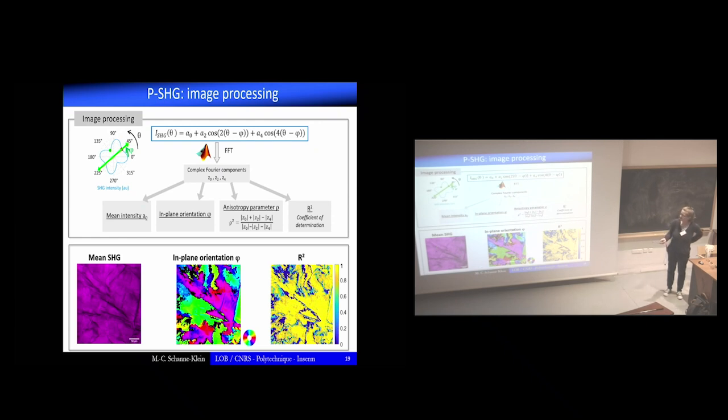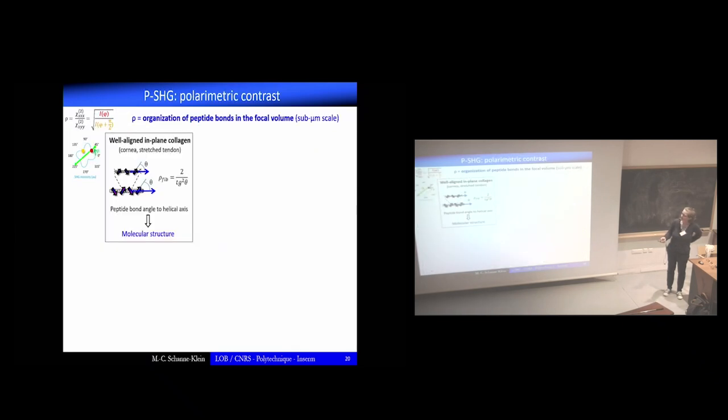Okay, so I've commented about the orientation, but not about this anisotropy parameter that is obtained as a ratio of the 2 minima, and that gives the ratio of the 2 tensorial components. So we can calculate this, just a change of framework from the peptide band framework to the helical axis. And this parameter is related to the orientation of the peptide band to the helical axis. That is practically the helical pitch.